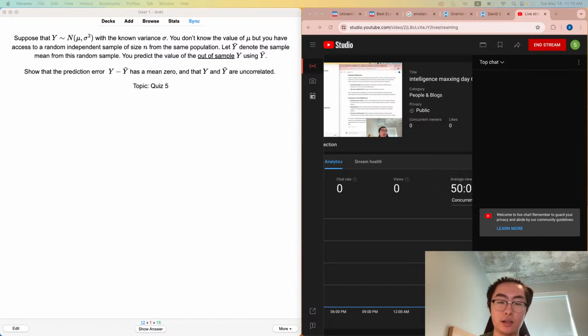Covariance in terms of its expectations. So how do you get the covariance of y and y bar is equal to the expectation of y minus... let's try something.